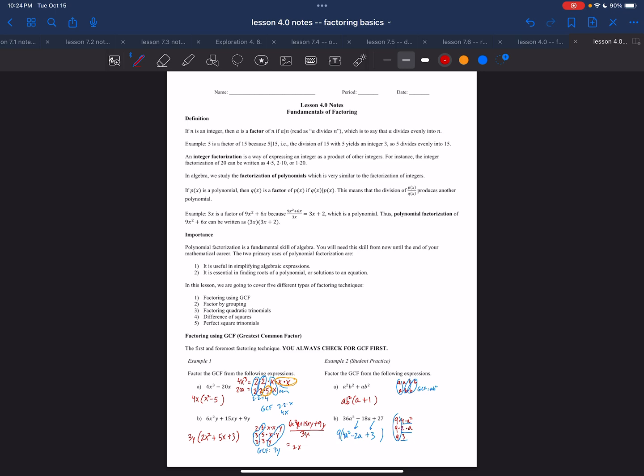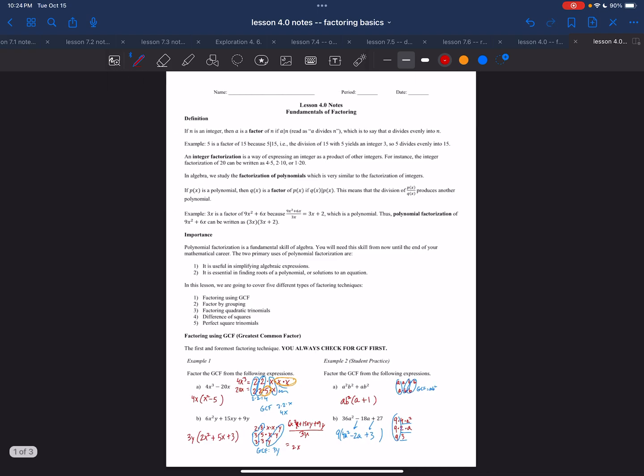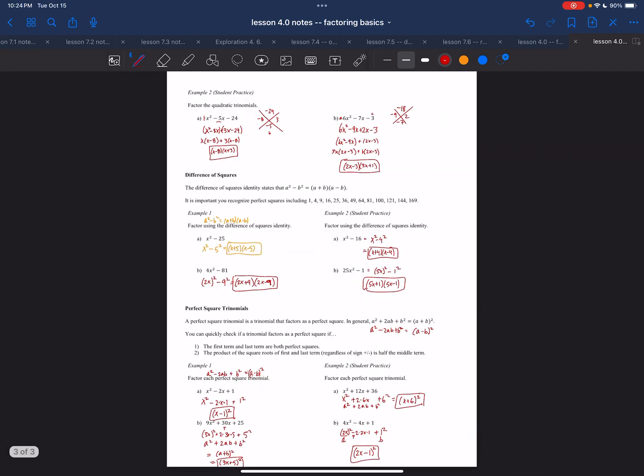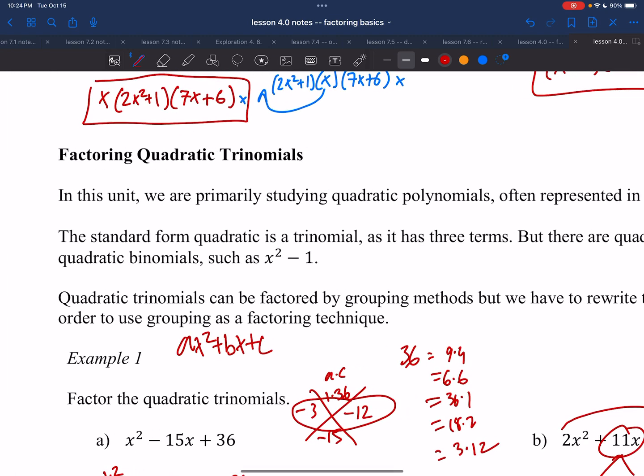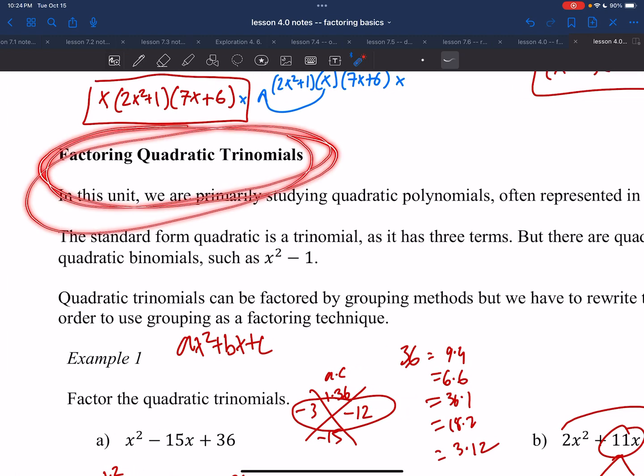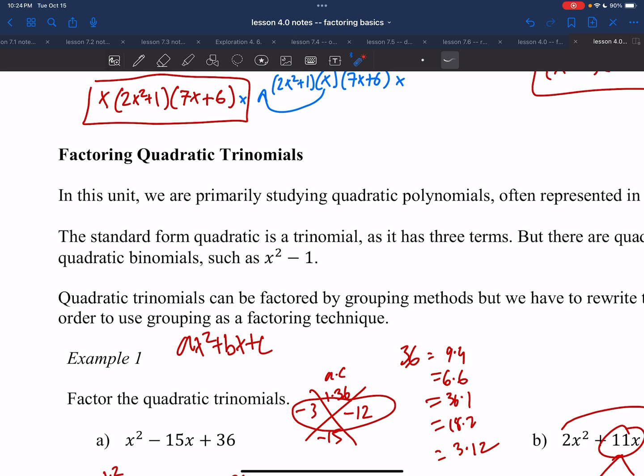And there it is. Those are the 5 factoring techniques. We're going to use these throughout the unit. In particular, the one that we're really going to focus on a lot of the time is quadratic trinomials. That's the big one in Unit 4 because we're talking about quadratics. When we get to Unit 5, a lot of these factoring techniques are going to come back and be very useful for other polynomials.